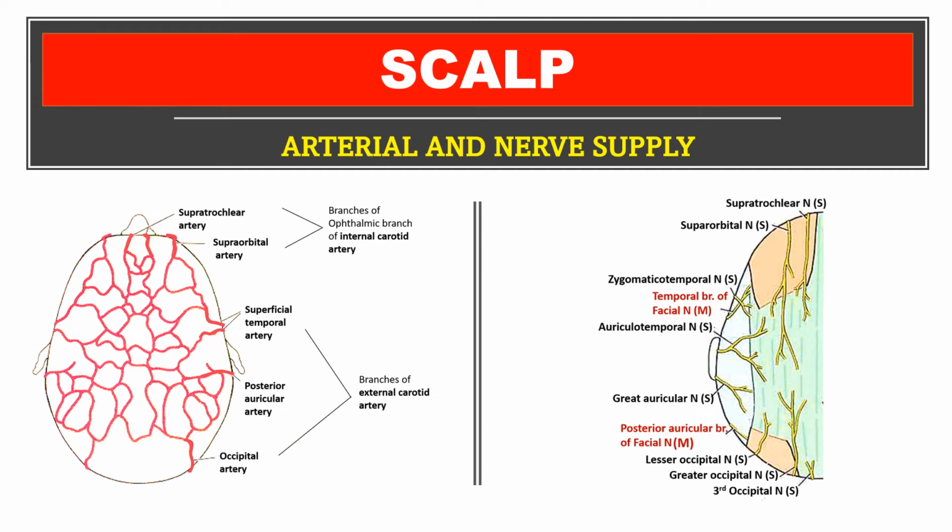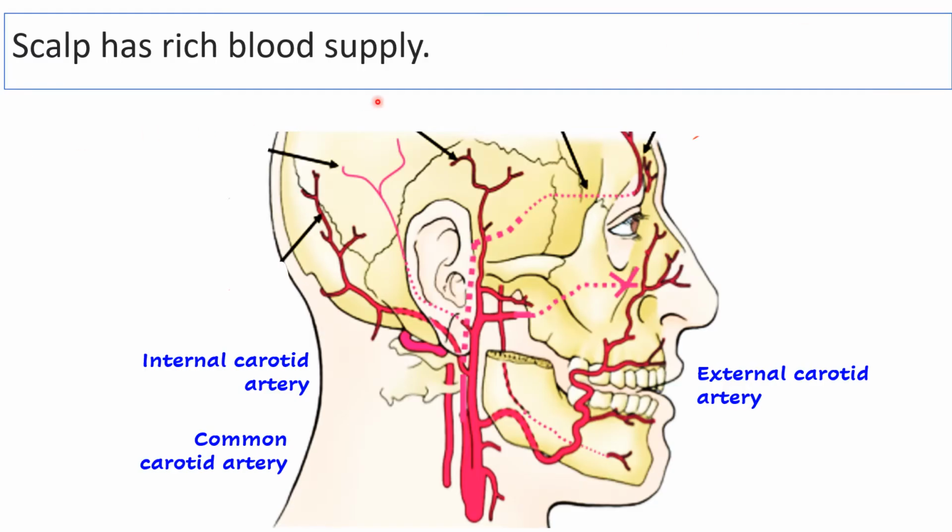This video is on arterial and nerve supply of scalp. So let us begin with the arterial supply of the scalp. Scalp has very rich blood supply, and in fact the arteries which supply scalp, they anastomose also freely.